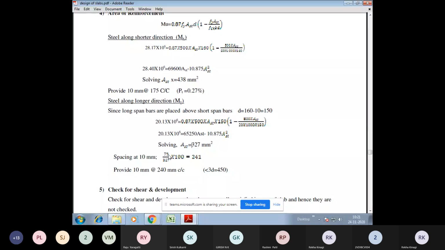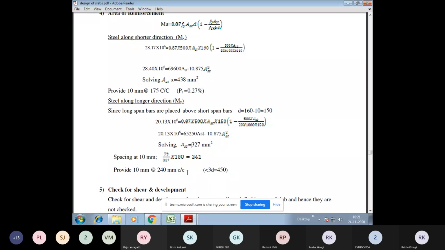So in order to get the spacing of the bars, assuming a 10 mm diameter bar, we have the area of one bar divided by Ast required, into 1000. And what we get is 241 mm. So what we can write is 10 mm bars at a spacing of 240 center to center. They are to be placed along the longer direction.